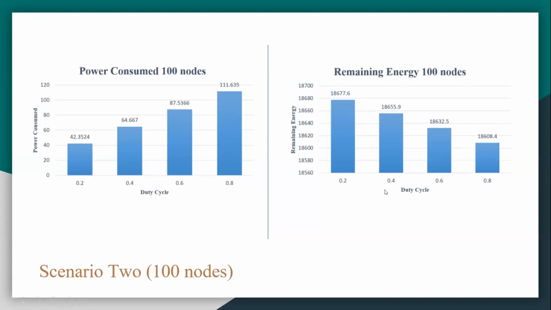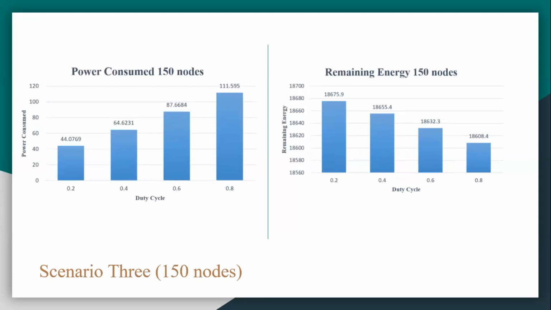And the right side figure displays the remaining energy of the network for various duty cycle values. The remaining energy shows a slight decrease as the duty cycle increases. Although the decrease is not significant, it indicates that higher duty cycles still lead to a gradual depletion of energy over time. Comparing the results of scenario 2 with those of scenario 1, we can observe that trends in power consumption and remaining energy remain consistent with an increase in the number of nodes. However, it's important to note that the actual values may differ due to the larger network size.